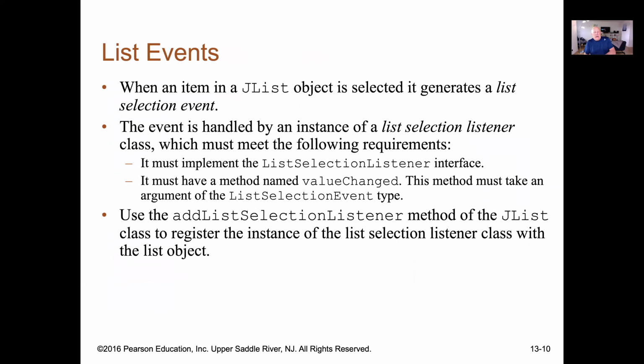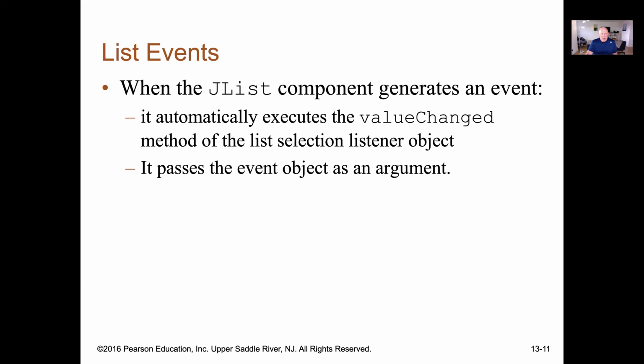List events. When an item in a JList object is selected, it generates a list selection event. This event is handled by an instance of a list selection listener class, which must meet the following requirements. It must implement the ListSelectionListener. It must have a method called valueChanged, and that method must take an argument of the ListSelectionEvent type. Use the addListSelectionListener method of the JList class to register the instance of the list selection listener class with the list object. When the JList component generates an event, it automatically executes the valueChanged method of the list selection listener object. It passes the event object as an argument.